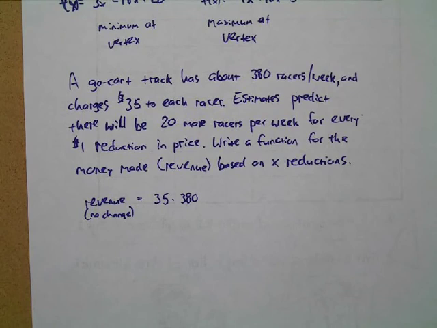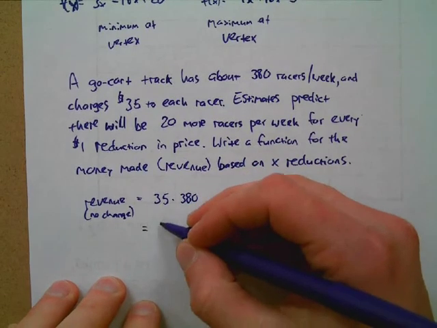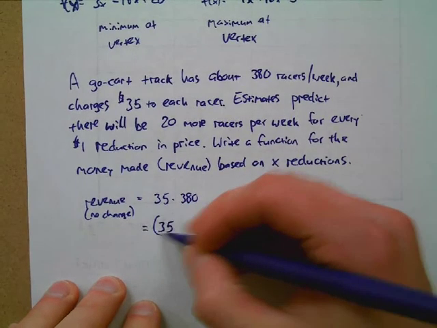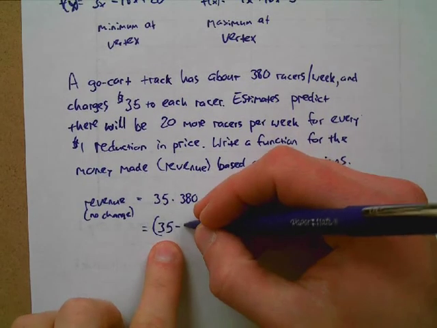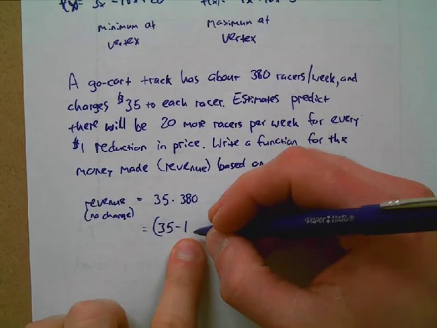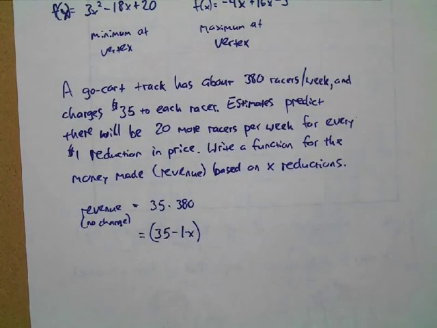So mathematically, we're going to represent that by what operation? Subtraction, yeah. 35 minus how much money is it going down by for each reduction? $1, right? So it's going to be 35 take away $1 per reduction times the number of reductions, right? 35 minus 1 times X. Right? Starts with $35. We're going to take away $1 per reduction.